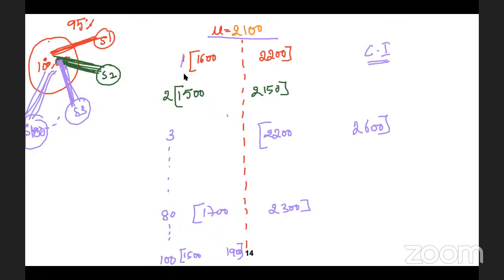Now, the first one: do we have the population parameter in that range, guys? Yes or no? Yes, we have the population parameter in that range. The second one also, yes. That means the 2100 will be there in this range, so this interval has the population parameter. And what about the third one? No, this missed. This interval has missed the population parameter. And again, the 80th one we have, the 100th one we don't have. That means there are a few confidence intervals that would miss capturing the population parameter.